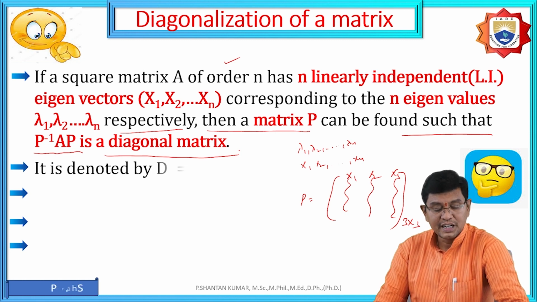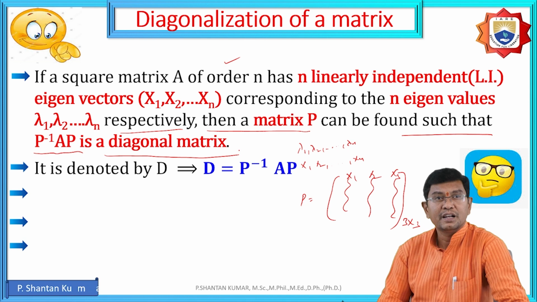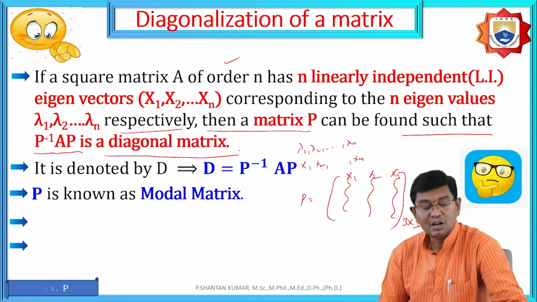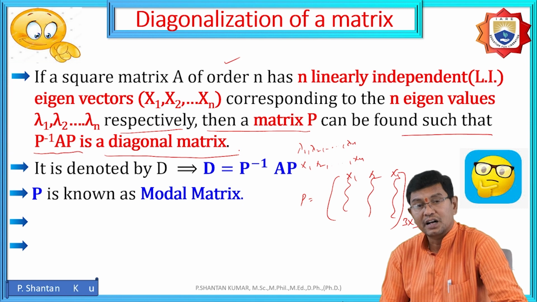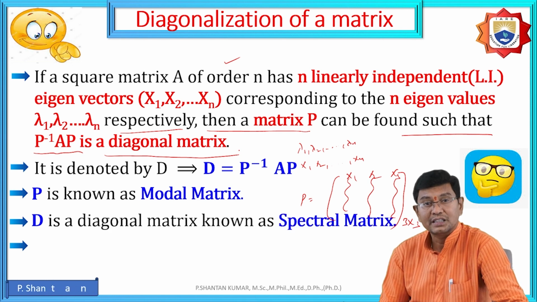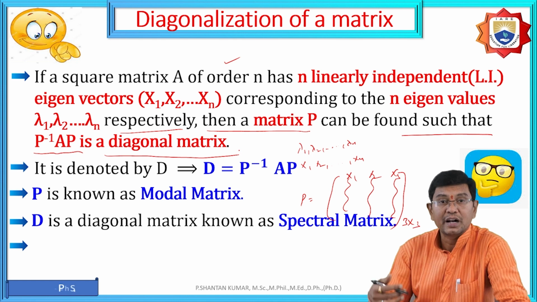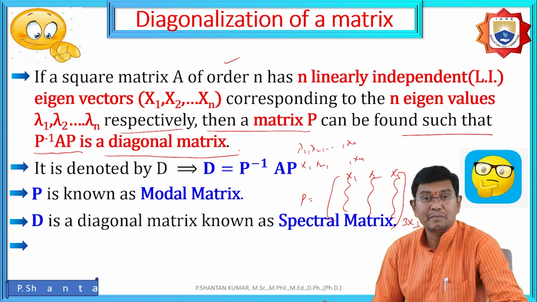Further, D is nothing but P inverse A P, and here P is known as the modal matrix, which is a collection of the 3 eigenvectors. It is denoted by the symbol P. And D, the diagonal matrix, is known as the spectral matrix. The resulting diagonal matrix is known as the spectral matrix.